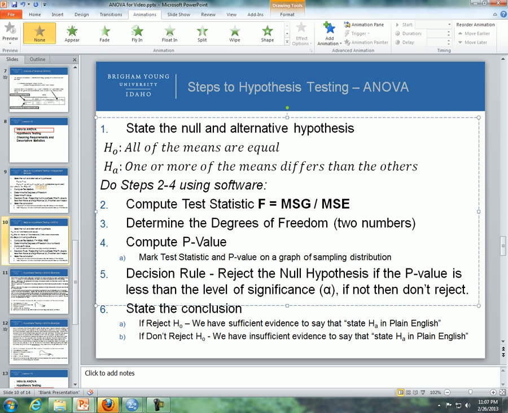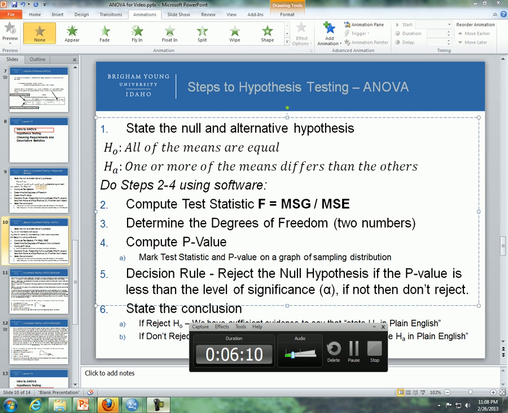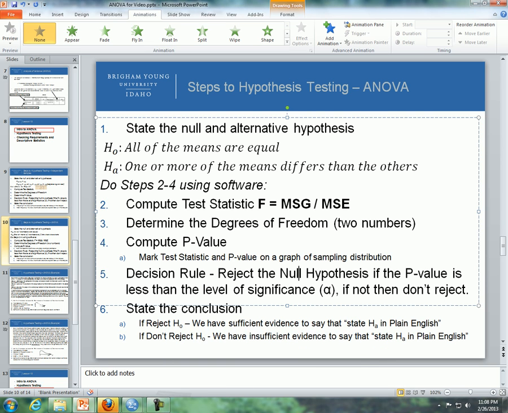We decide whether to reject or not reject the null hypothesis by comparing the p-value to the level of significance. And then we state our conclusions. If we reject the null, we have sufficient evidence to say that, and then we state the alternative in English. Or if we don't reject, we have insufficient evidence, and then we state the alternative in English. Okay. So now I'll go through one example.